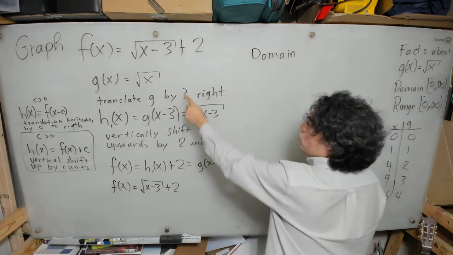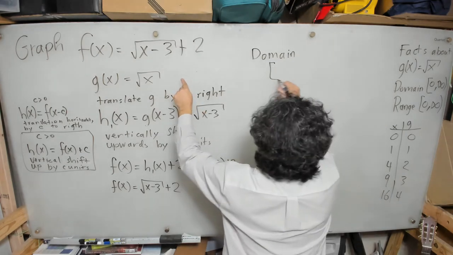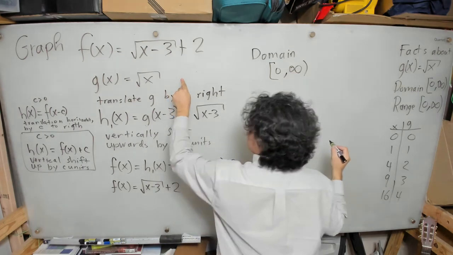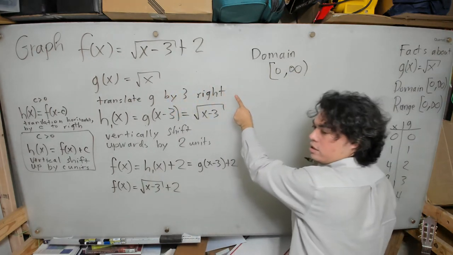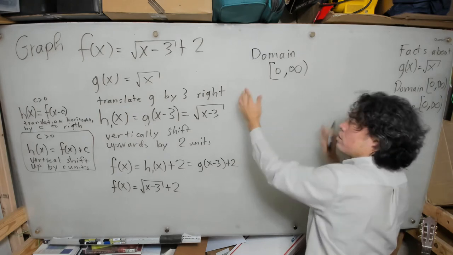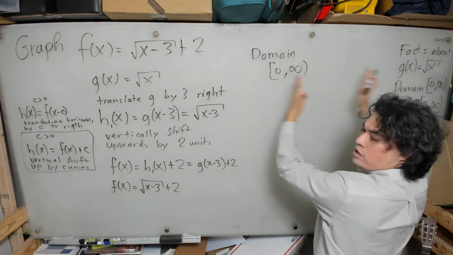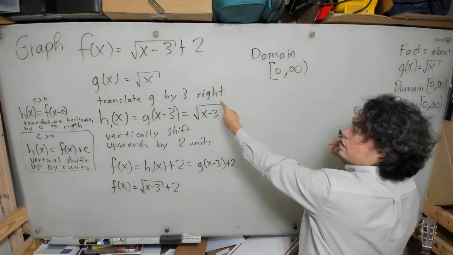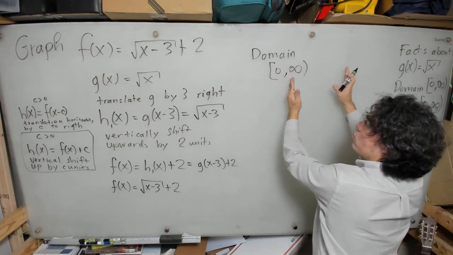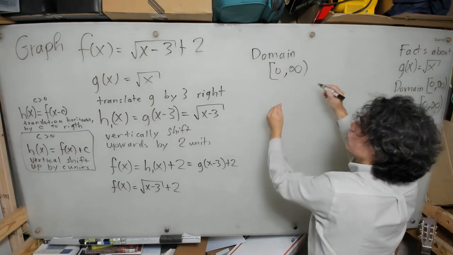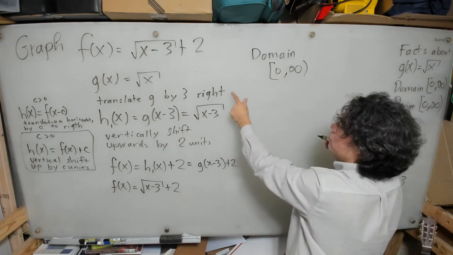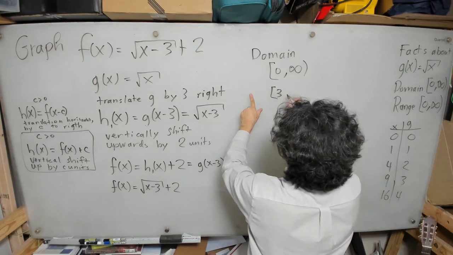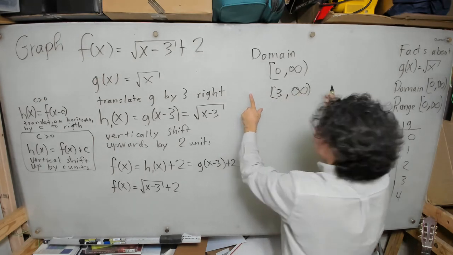So I start with the domain of my parent function. If I translate 3 right, does that affect the x or the y? If I translate to the right or left, that only changes the x. Translating by 3 units right, I add 3 to both sides of this domain. So now my domain, after the first transformation, would be 3 to infinity, right?